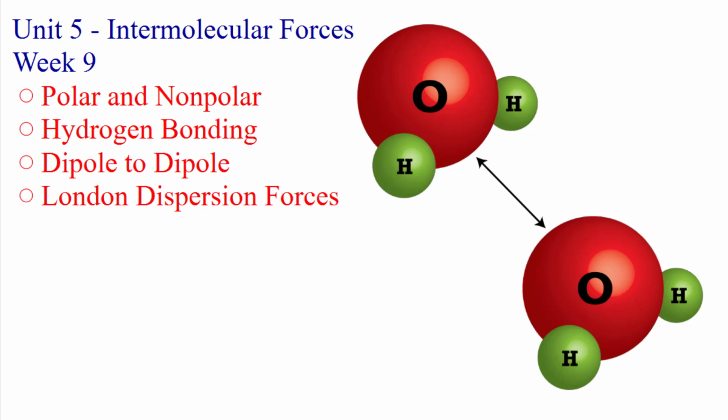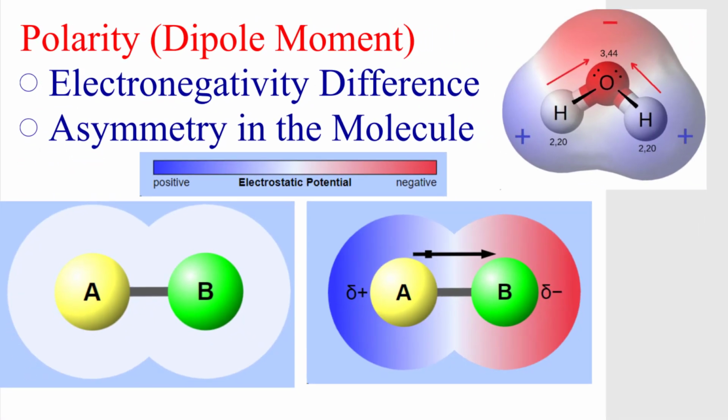We took a look at covalent network. We took a look at metallic. We took a look at ionic. And this week, we're going to be zeroing in on that covalent or molecular intermolecular forces of attractions. We're going to be taking a look at what's the difference between polar and nonpolar and the three main types of covalent or molecular intermolecular forces, which is hydrogen bonding, dipole-dipole, and London dispersion forces. So let's get to Week 9.